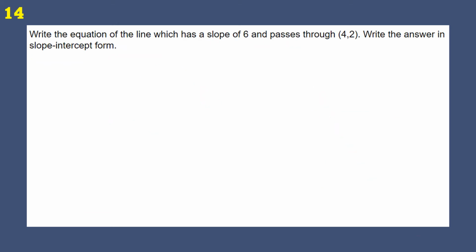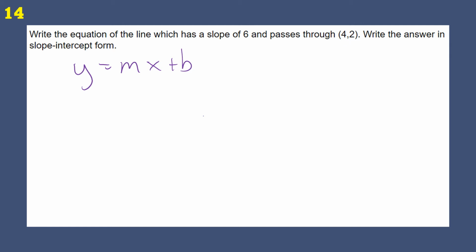Write the equation of the line, which has a slope of 6 and passes through (4, 2). Okay, so there is a formula for this, but I have a hard time memorizing a bunch of formulas, so I'm just going to use y equals mx plus b. I don't know b, because that is not b, that's actually x and y.